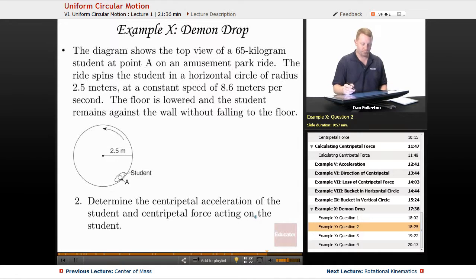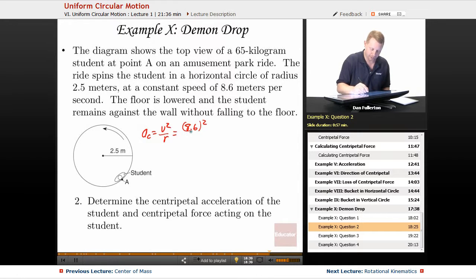Now for part 2, determine the centripetal acceleration of the student and the centripetal force acting on the student. Well, centripetal acceleration is v squared over r, so that's just going to be 8.6 meters per second, squared, divided by our radius of 2.5 meters, which will be 29.6 meters per second squared.